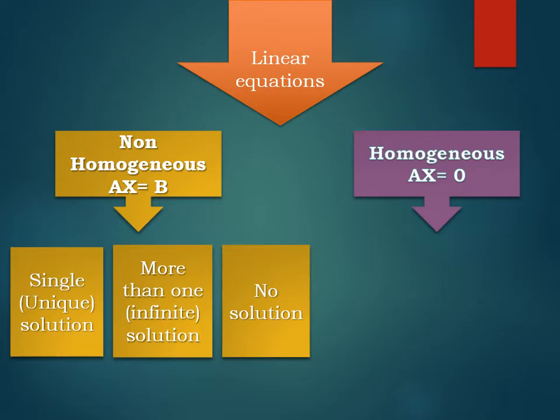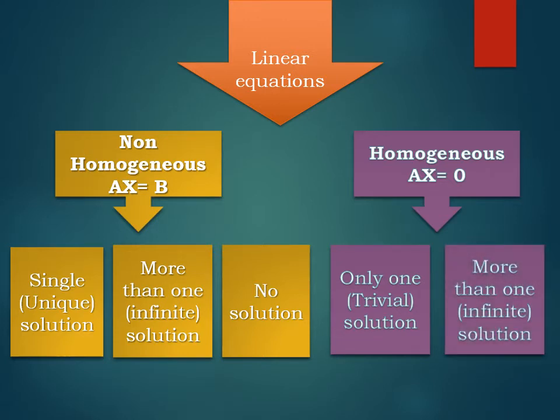Further type of linear equation is homogeneous equation. In matrix form it is represented as Ax equal to 0. So if you compare it with non-homogeneous system, if B becomes 0 in non-homogeneous, then for homogeneous system it is Ax equal to 0. It has two types of solution. One solution, that is trivial or obvious solution, or more than one solution, that is infinite number of solutions.